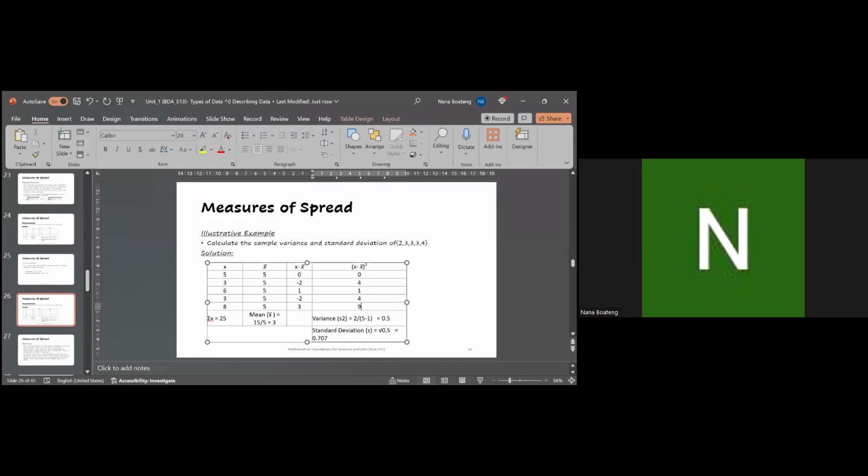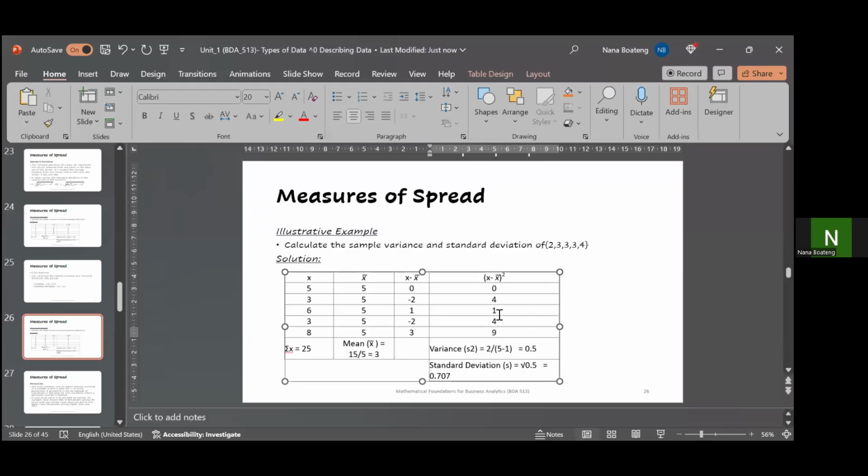So what is our variance? Let's add everything, the square differences: 5, 9, 18, yes, it's 18. So we have 18 here. The number of observations is 5, so n minus 1 is 5 minus 1. That should give us what? 18 divided by 4 is what? 4.5. 4.5. 18 divided by 4.